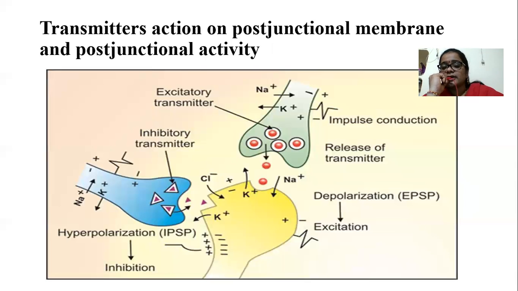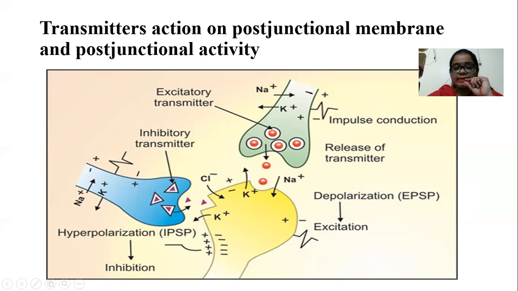Next is transmitter action on the postjunctional membrane. In case an excitatory neurotransmitter binds with the postsynaptic neuron, an EPSP happens, an excitatory postsynaptic potential. In case an inhibitory neurotransmitter binds with the postsynaptic membrane, an IPSP happens, which is nothing but an inhibitory postsynaptic potential, and it may lead to an inhibitory effect.